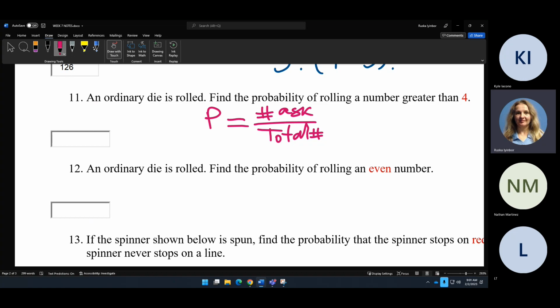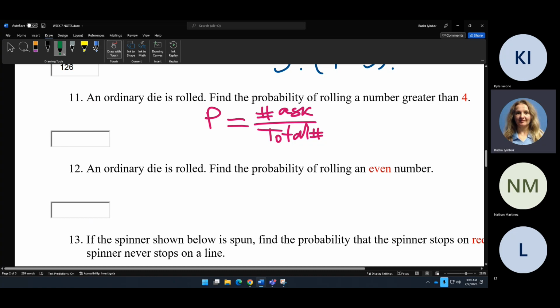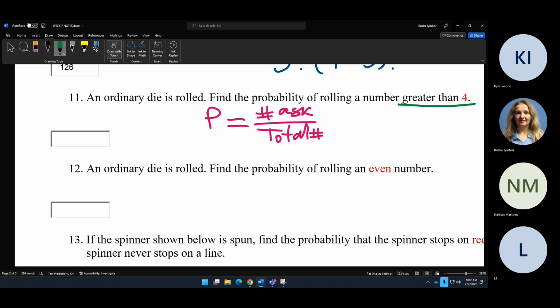Got it? Yes. Okay, so now let's do number 11. What they're asking? A die is rolled, find the probability of rolling a number greater than 4. So what they're asking about is numbers greater than 4. How many numbers are greater than 4? Greater than 4, not equal.